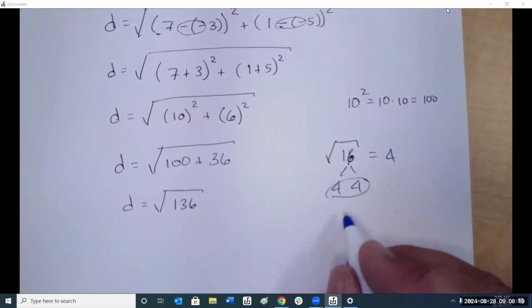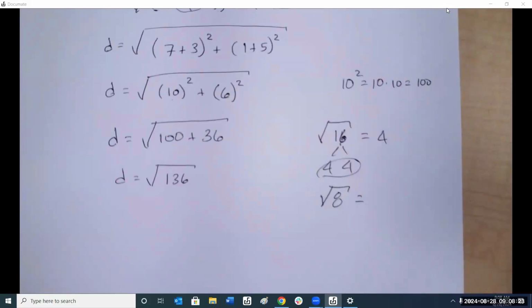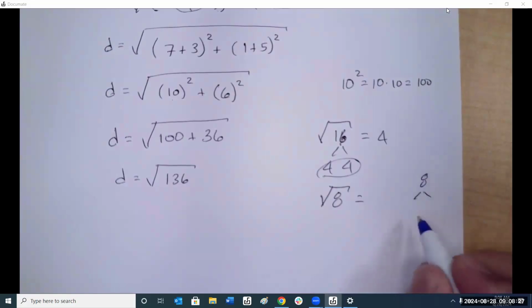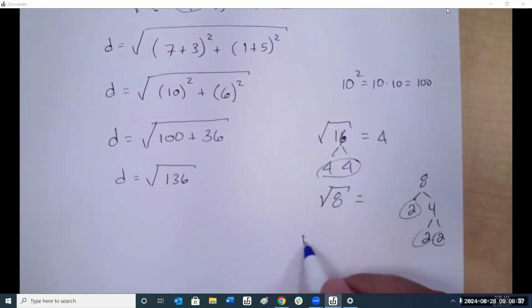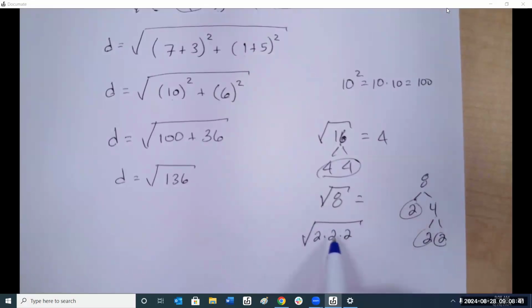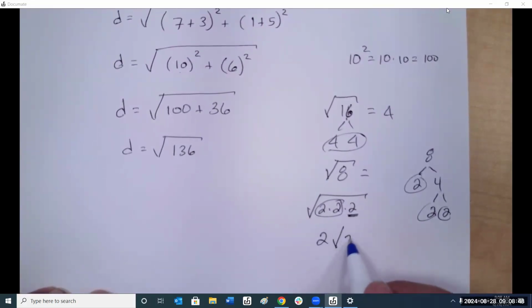Let's look at the square root of 8. What is 8 made up of? 2 times 4. Okay, 2's you can't go any further. What is 4 made up of? 2 times 2. So 8 is made up of 2 times 2 times 2. We have 2 of a kind, so it can come out in front. This one stays inside there.